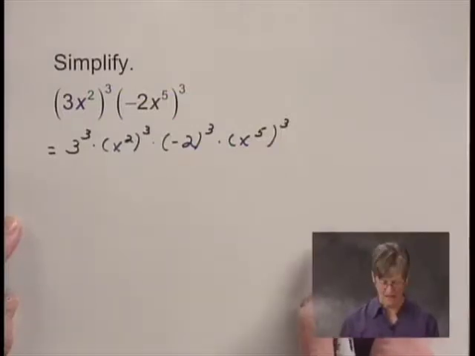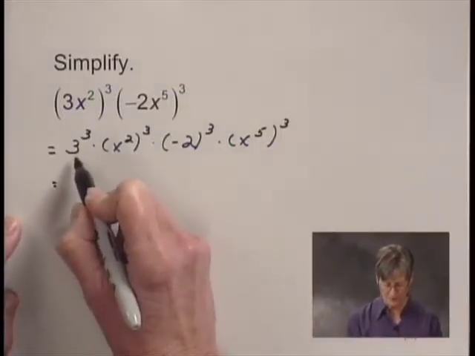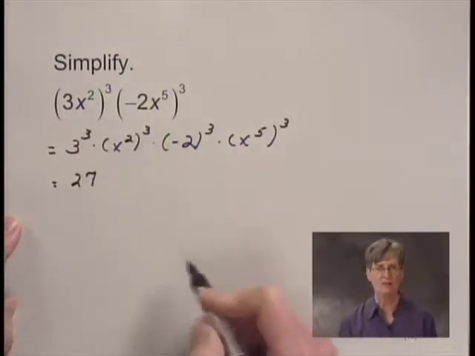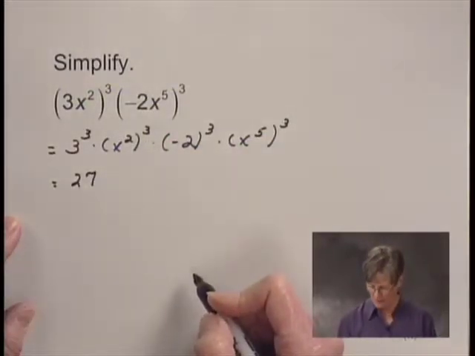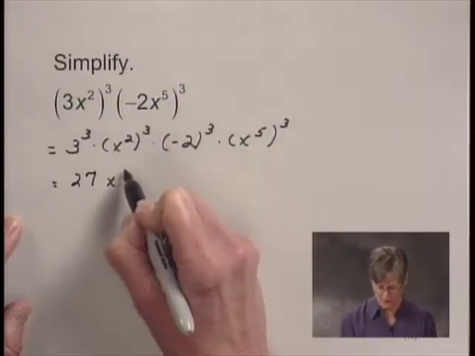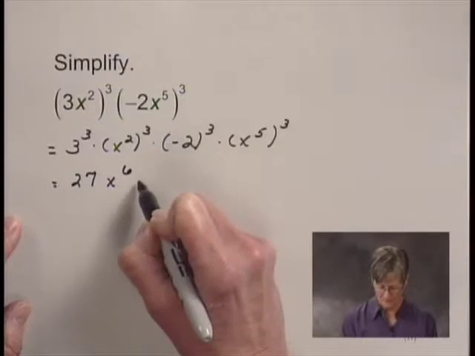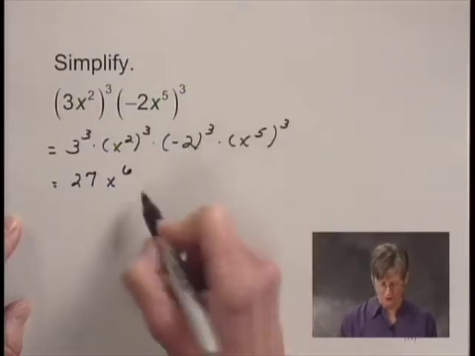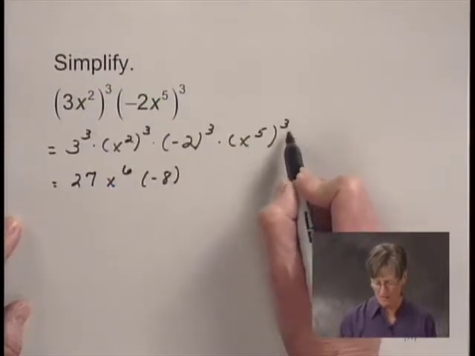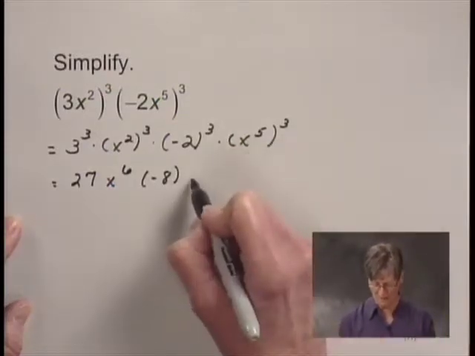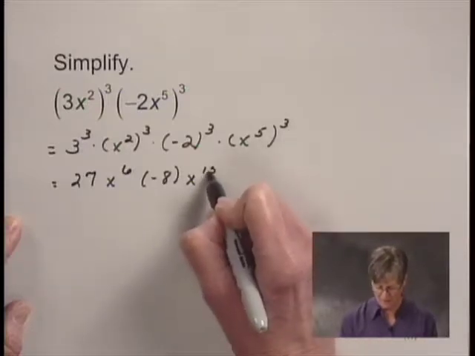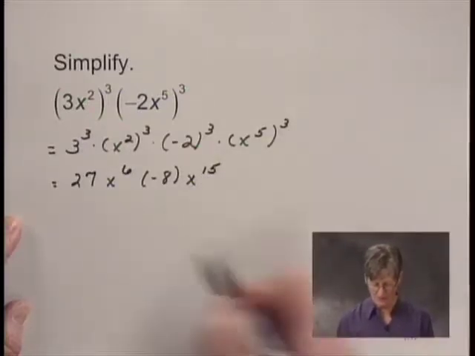Now let's simplify what we have in this step. 3 cubed is equal to 27. Here I have a power raised to a power, so to do that I'm going to multiply the exponents. And I'll have x to the 2 times 3, or x to the sixth power. (−2)³ is negative 8. And again, I have a power raised to a power, so I'll multiply the exponents, and I get x to the 5 times 3, or x to the 15th power.